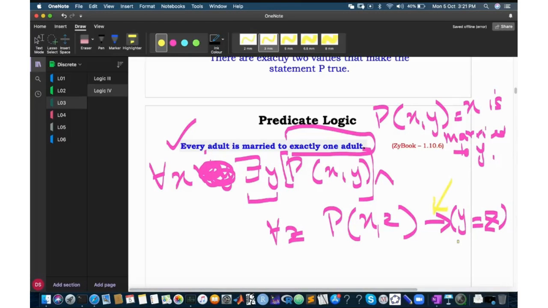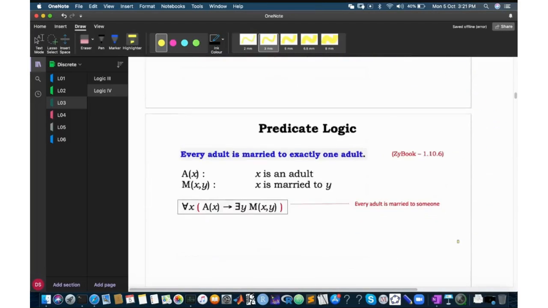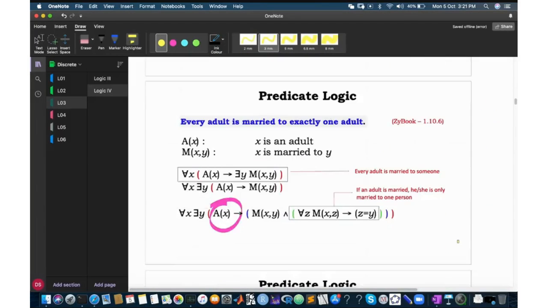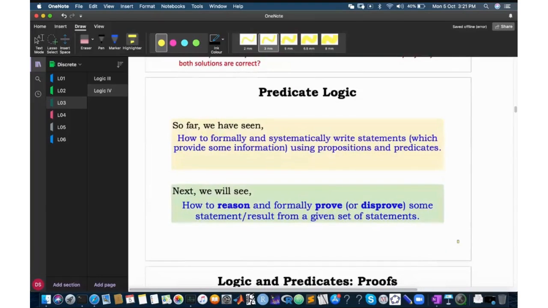Okay. So implication यहाँ पे काफी useful है. Yes, okay. All right. So here we were. We know how to formally and systematically write statements using propositions and predicates. The next question that we want to answer is how to reason and formally prove some of the statements from a given set of statements. That's the crux of a mathematical statement.